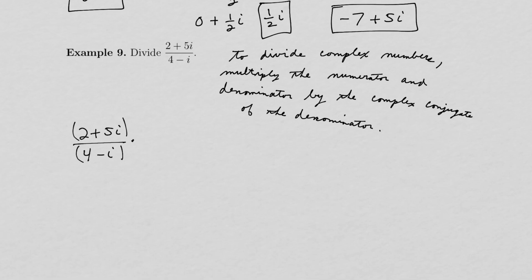So the denominator is 4 minus i. What's the complex conjugate of that? It's going to be 4 plus i. Remember, I changed the sign of the imaginary part. And I want the same thing in the numerator, 4 plus i. See how this is a factor of 1?